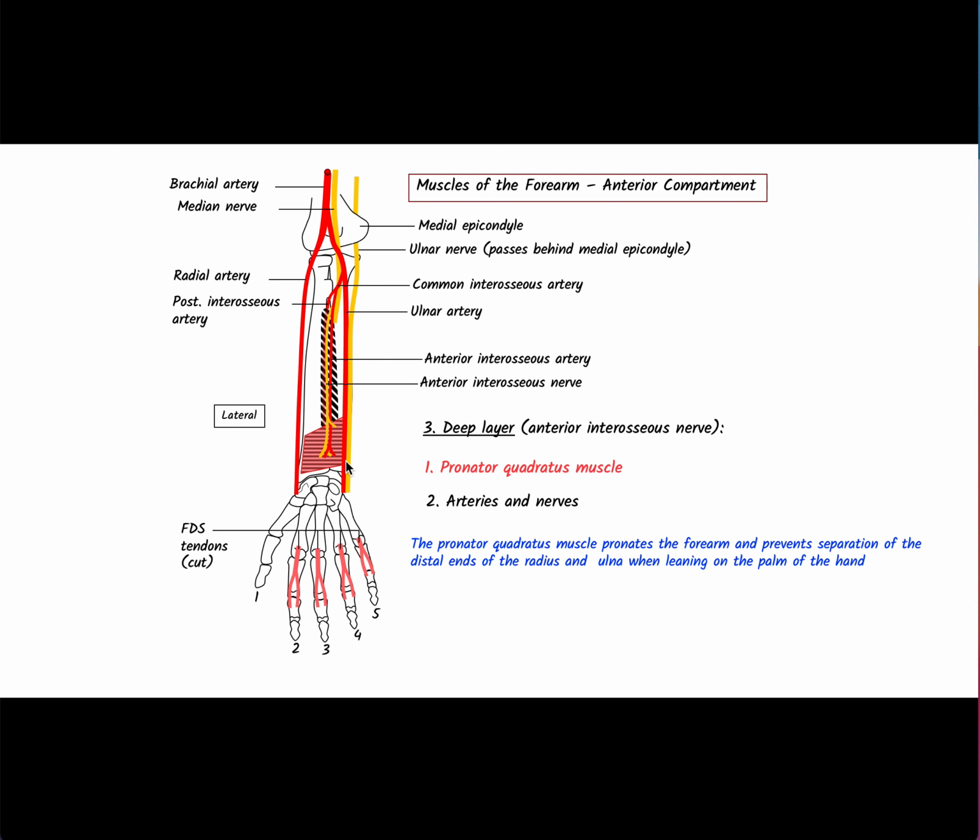And what is the function of my pronator quadratus? Number one, the name says it's a pronator, it pronates. And second thing is, at the distal end, it's connected between the radius and ulna, so it prevents the separation of these two bones.